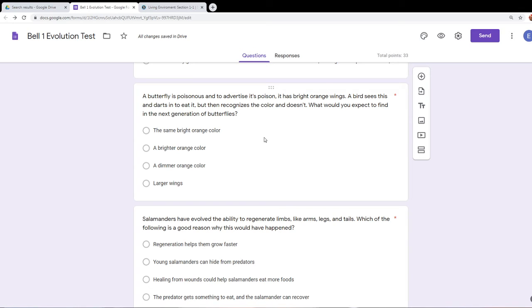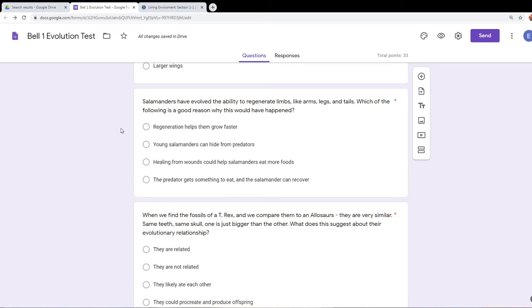The bird darted in to eat it, then saw the bright orange wings and said, nope, not doing it. How would that affect the next generation? Would they have the same bright orange color, a brighter orange color, or a dimmer orange color? It won't be larger wings.